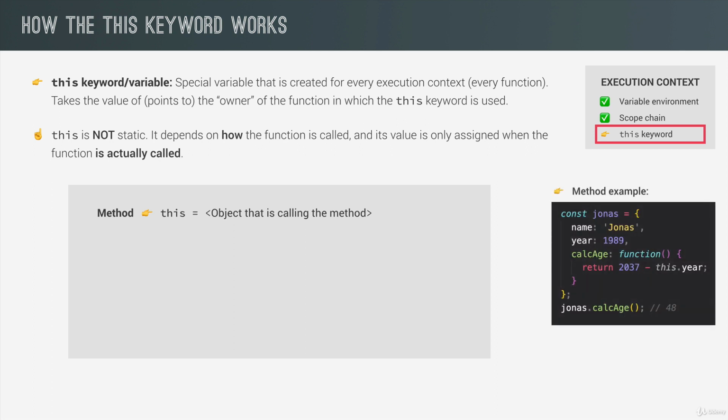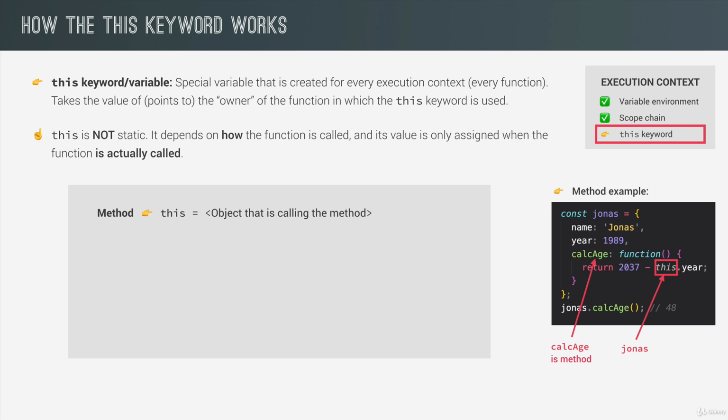So the method here is the calcH method, again, because it's a function attached to the Jonas object. In the last line here, we then call the method, and as you see, inside the method, we use the this keyword. Now, according to what we just learned, what should be the value of the this keyword here? And that's right, it should be Jonas, because that is the object that is calling the method down there in the last line, isn't it?